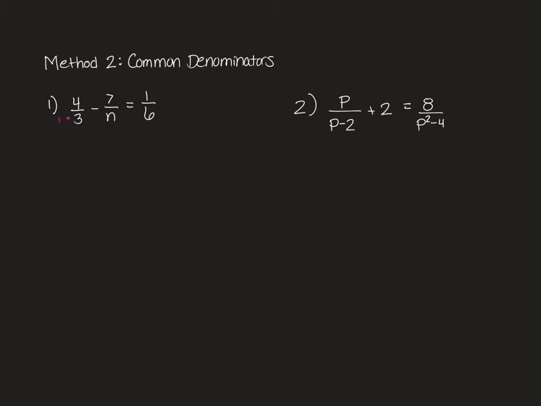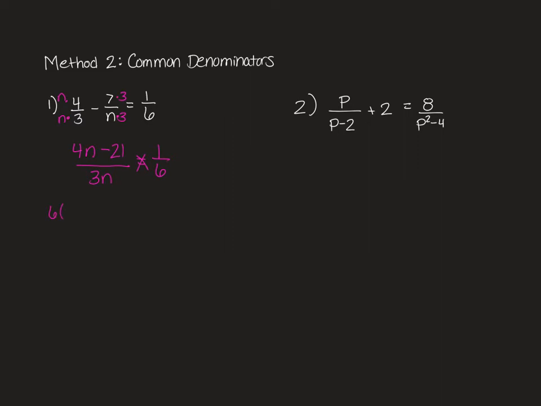So we have to multiply by the other denominator. So this one's going to be multiplied by 3. So n times 4 is 4n, minus 7 times 3 is 21, all over 3 times n, and this equals 1/6. Now we have that fraction equal to the fraction, we can cross multiply.